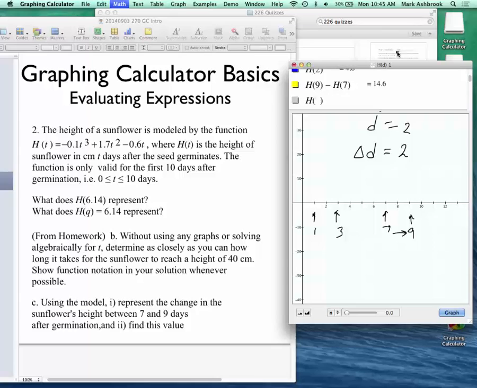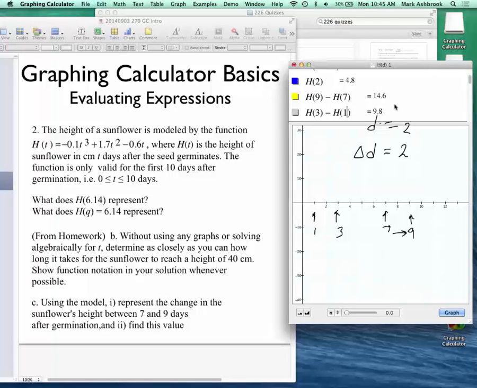So we do it again, h of 3 minus h of 1. Okay, so notice 3 different results: h of 2, h of 9 minus h of 7, and h of 3 minus h of 1. All have different meanings and therefore different values.